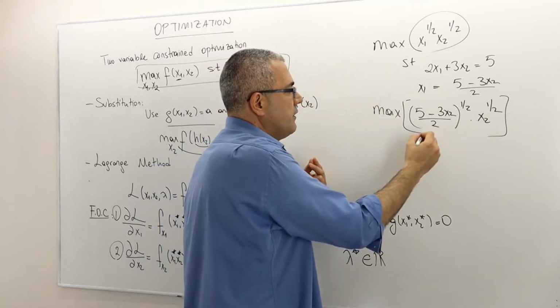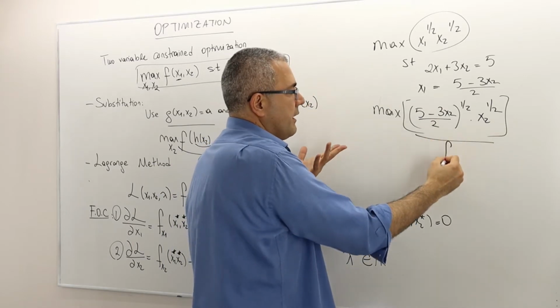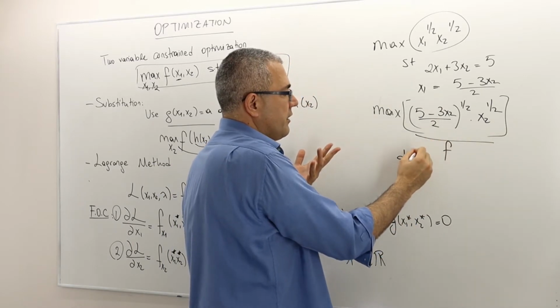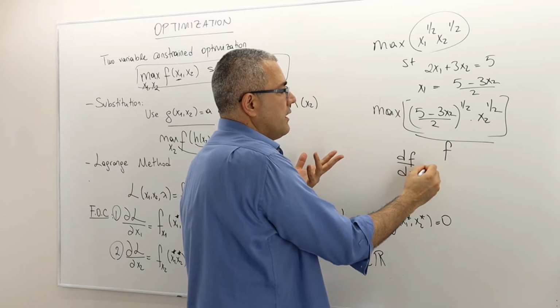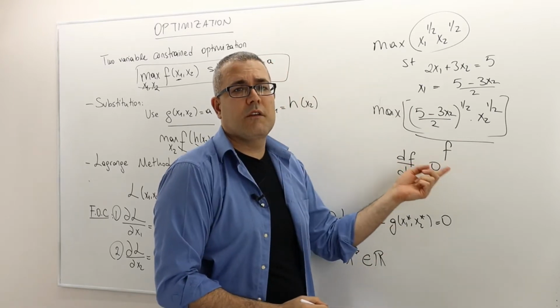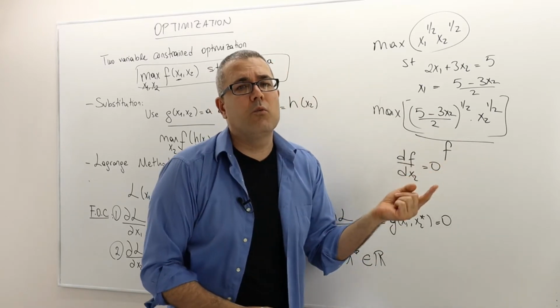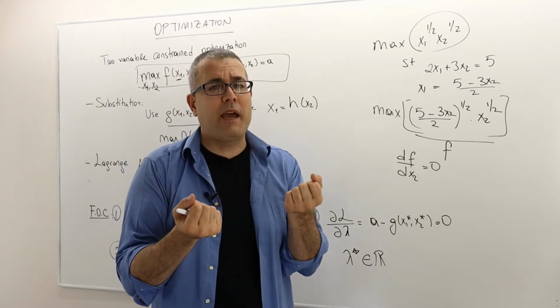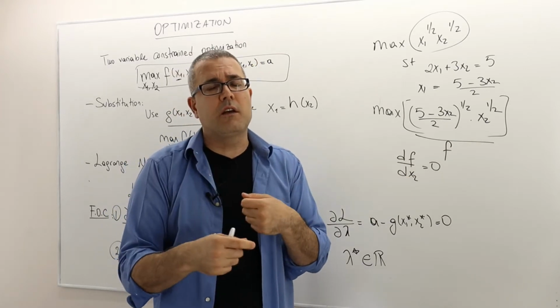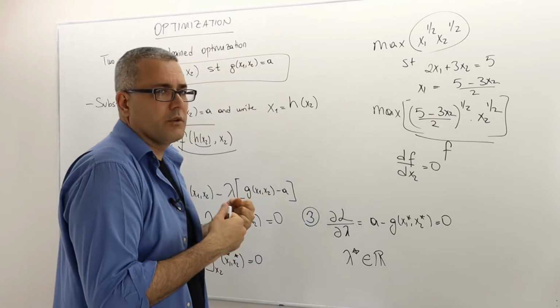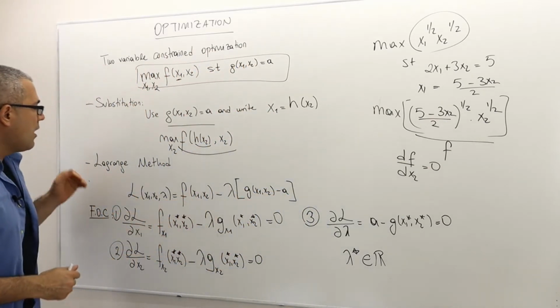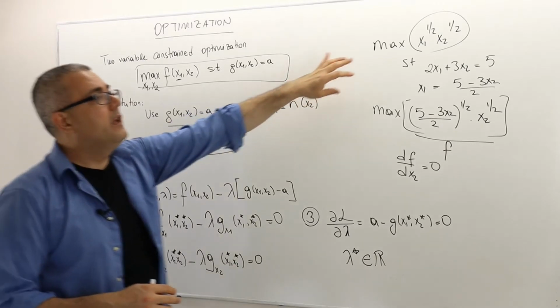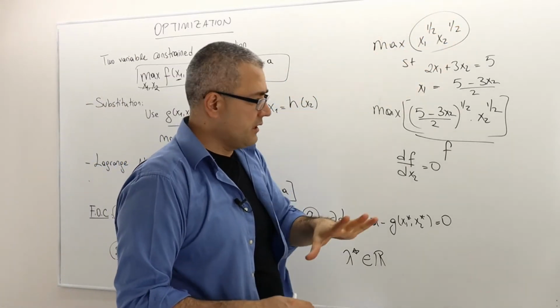So all I have to do, this is my new function f. Just take the derivative with respect to x2, set it equal to 0, and find the critical points. And if you want to make sure that this critical point is a local max or min, look at the second order conditions. All right. Well, but here, as I said, the g function is very simple.